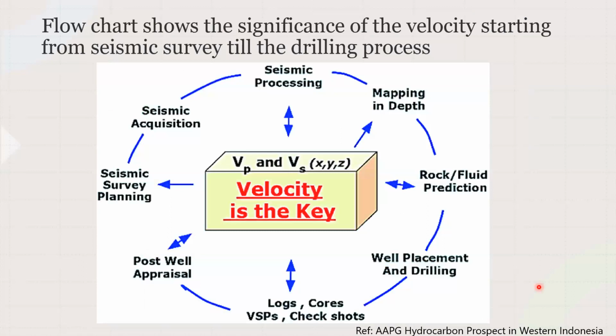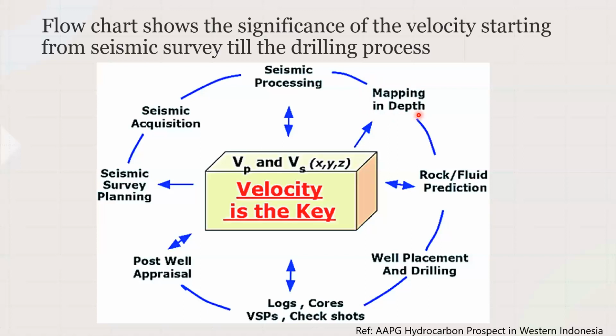So one of the main objectives is actually to find the velocity. Velocity is always the main component of anything, because when you're doing the seismic stuff, seismic is also based on the travel time and also the velocity. So if you have the perfect velocity, then you can go for better prospect maturation, because the velocity can be used for seismic processing, and then also mapping in depth.